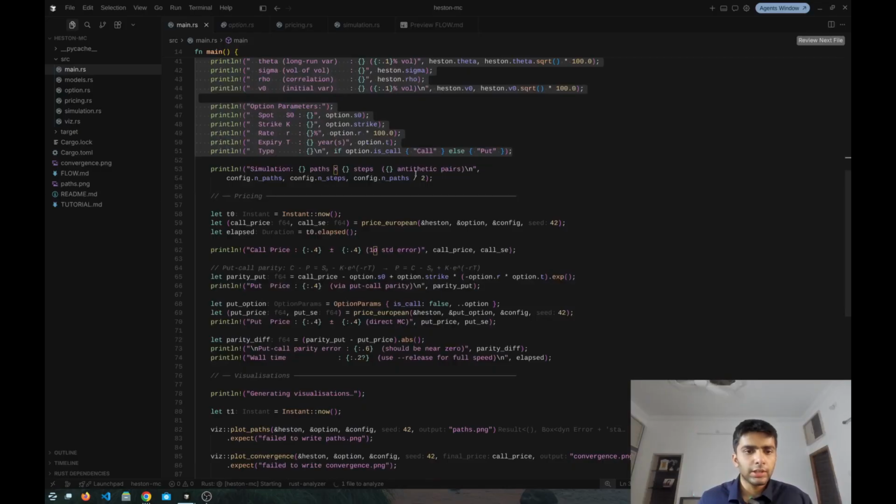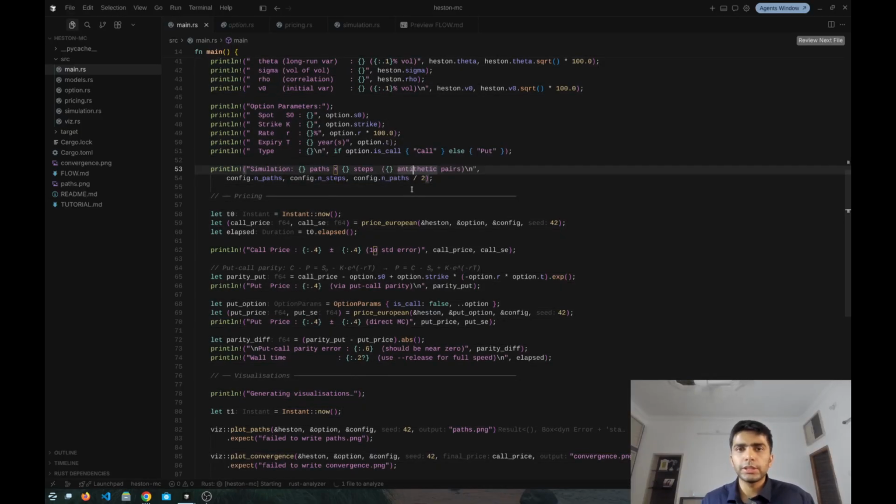And then what we are doing here is creating antithetic pairs. We are going to use a variance reduction technique, which is called antithetic, where we divide the number of paths by 2. I'll explain this in detail in a bit when we move to the simulation.rs file. But keep in mind, we are using a Monte Carlo simulation technique to reduce variance and to improve speed, which is called antithetic pairs. All right.